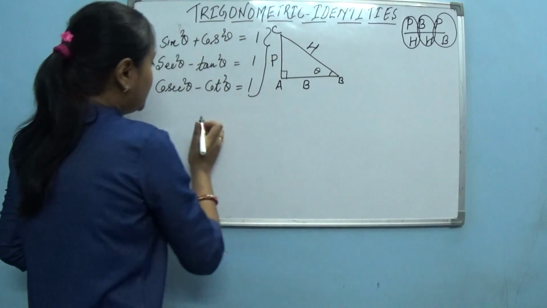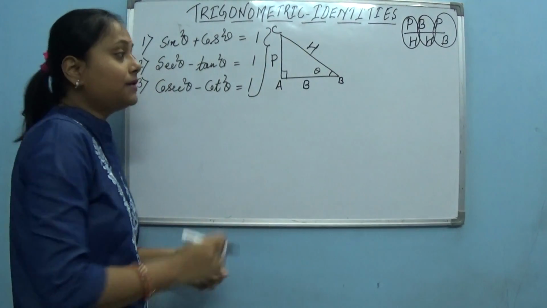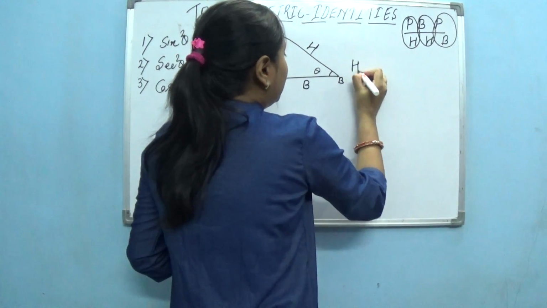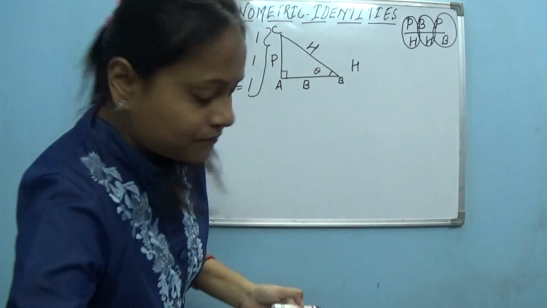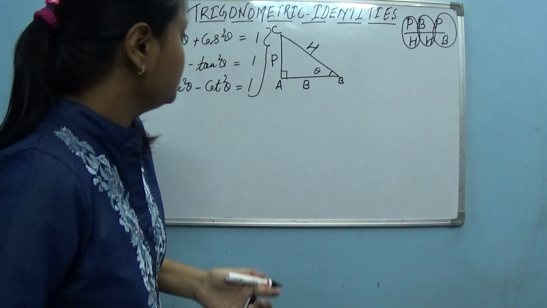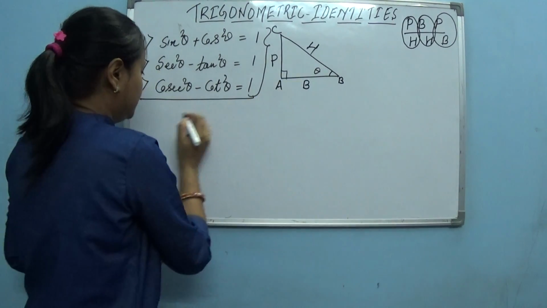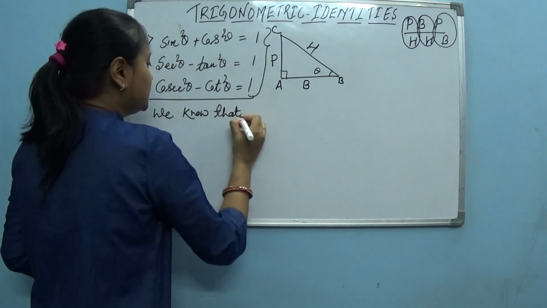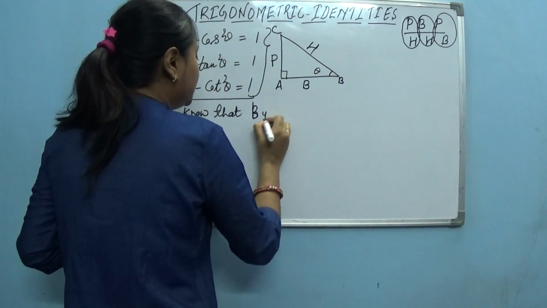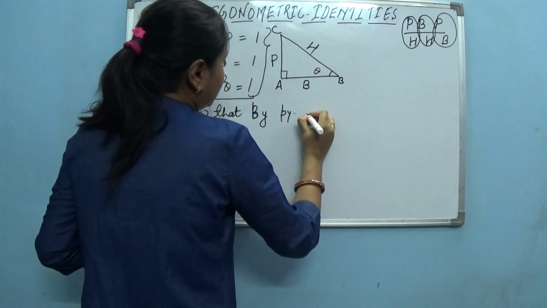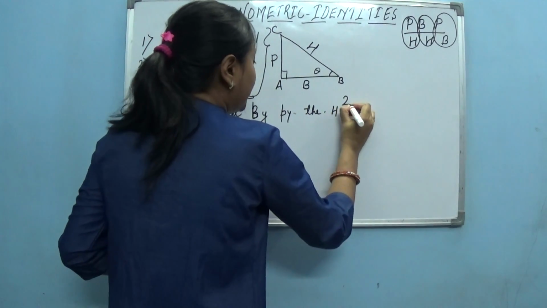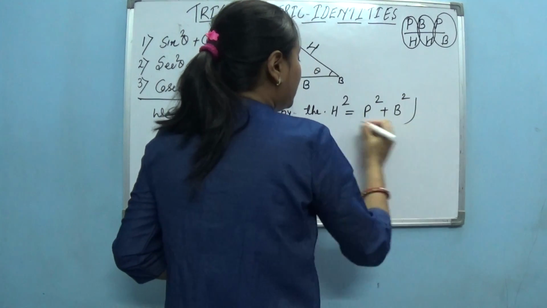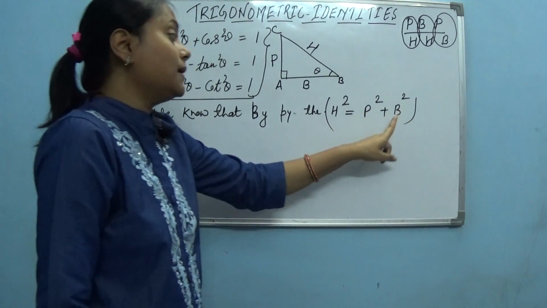Now, you know that by Pythagoras theorem, hypotenuse square is equal to base square plus perpendicular square. I am explaining here. We know that by Pythagoras theorem, H square, it means hypotenuse square, is equal to P square plus B square. Hypotenuse square is equal to perpendicular square plus base square.